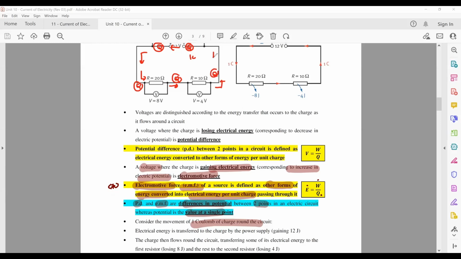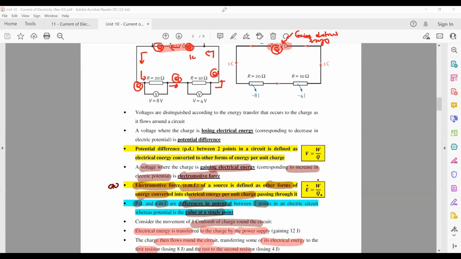1 coulomb of charge moves through the circuit like this. When the charge moves through the power supply, electrical energy is transferred to the charge. So this part here is where your charge gains electrical energy. Then the charge will flow through the circuit, transferring some electrical energy to the first resistor, and then the rest to the second resistor.